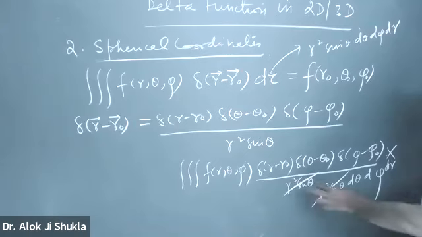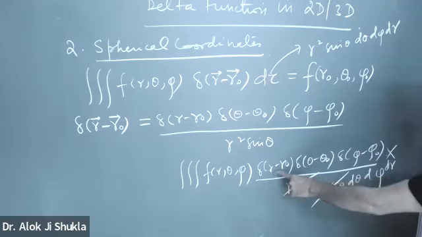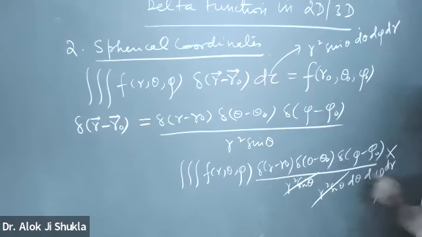And this integral will be 0 always. It will not be 0 only when r is r naught, theta is theta naught, phi is phi naught, and that is the value which will be taken by this function. So that's why this is the answer.